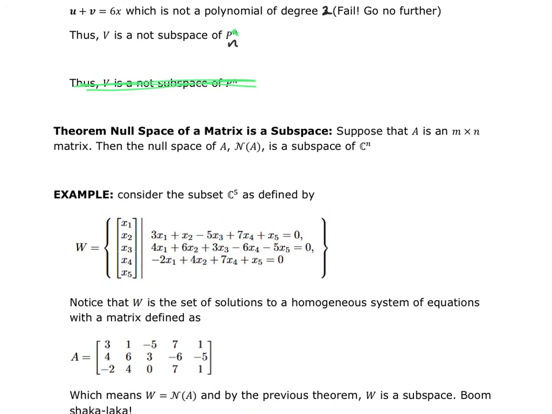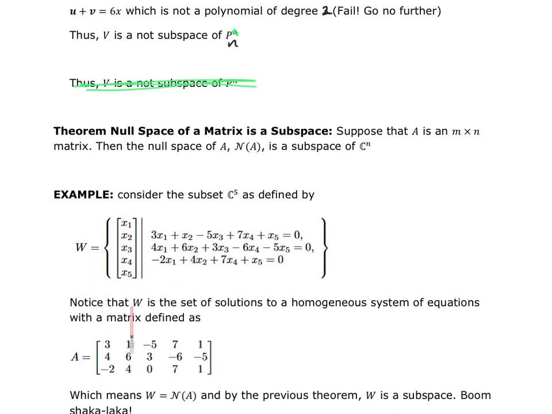So then we start to pick up some more theorems. It says the null space of a matrix is a subspace. So you're wondering why before, why did we do the null space? Well, it's a subspace, which means we have closure for addition and scalar multiplication, and it's not empty. So suppose A is an m by n matrix, and the null space of A is a subspace of Cn. So as an example, consider this. We are in C5, in which I have 5 entries, and they all come from the complex numbers.